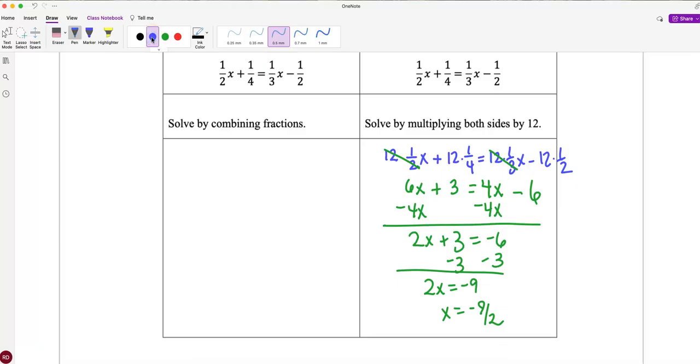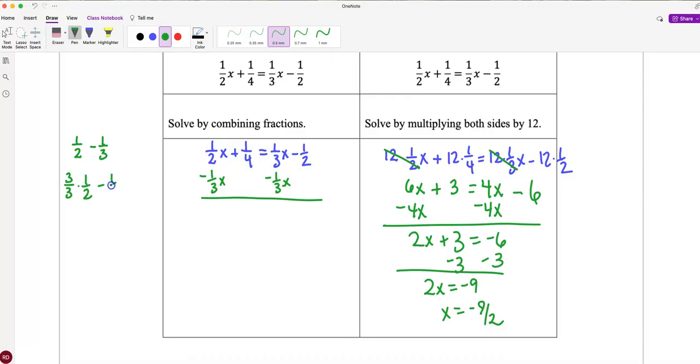You're welcome to try this, but you should see it's probably a little bit more work. So I've got 1/2 x plus 1/4 equals 1/3 x minus 1/2. So I can subtract 1/3 x from both sides. Now I need to know, what is 1/2 minus 1/3? The common denominator is 6. So this gives me what? 3/6 minus 2/6 equals 1/6.